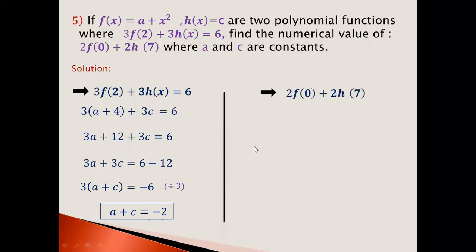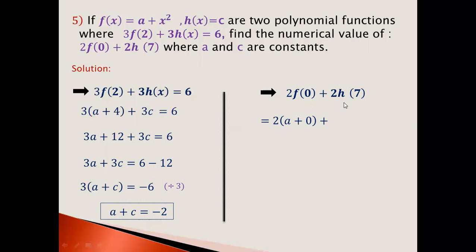And now we need to find the value of the expression 2f of 0 plus 2h of 7. f of 0 means the image of the element 0 in the function f. So we have to replace the letter x in the function f by the number 0. It's going to be a plus 0 power 2, or a. We can ignore 0 power 2. So 2f of 0 is going to be 2a.